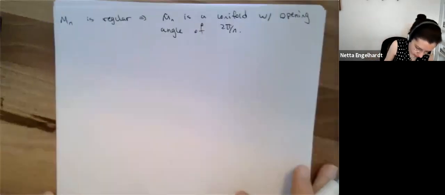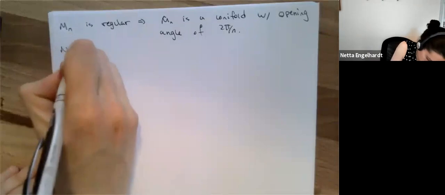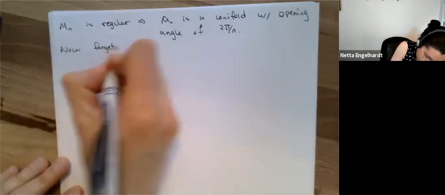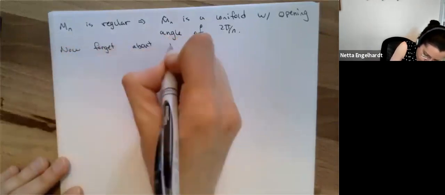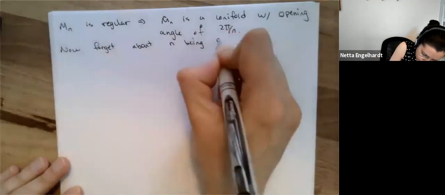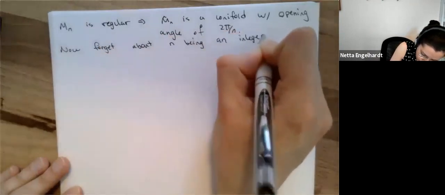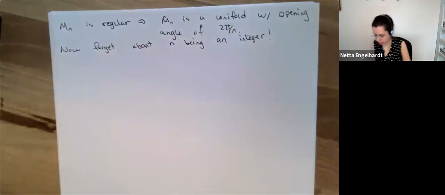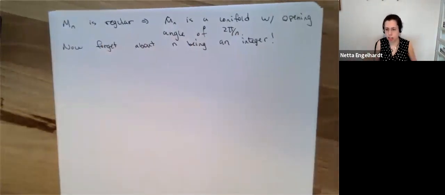So now forget about n being an integer. Just take n to be real. You have some geometry with a conical singularity. The conical defect is parametrized by this real parameter n.